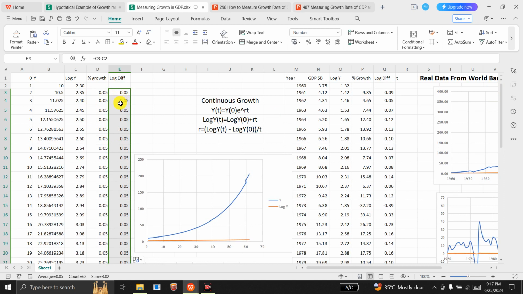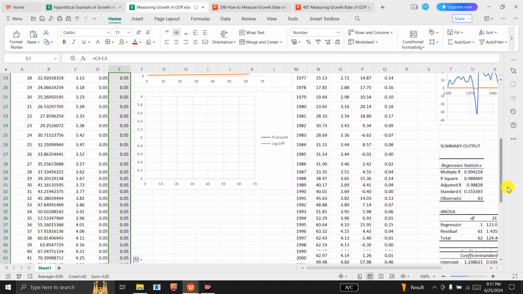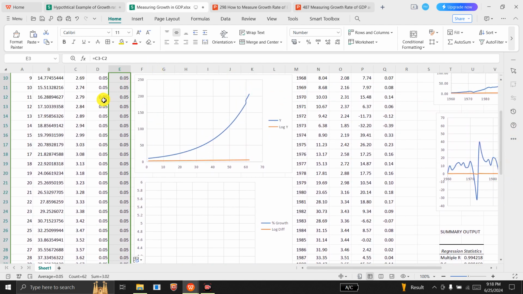So the growth rate is like this. Here you can see this is the graph of the series Y, and this is the graph of the log of Y. So this one has squeezed the data. We can also graph these two, and that will be exactly 5%. So this will be the graph for the two series.